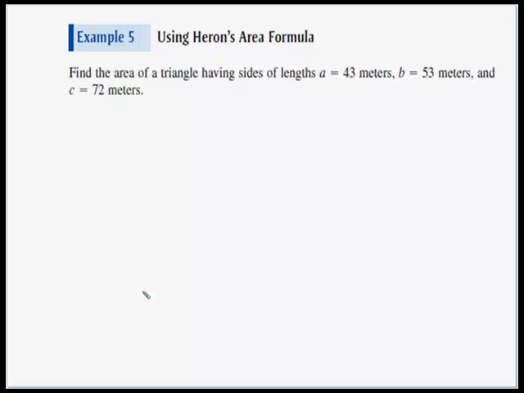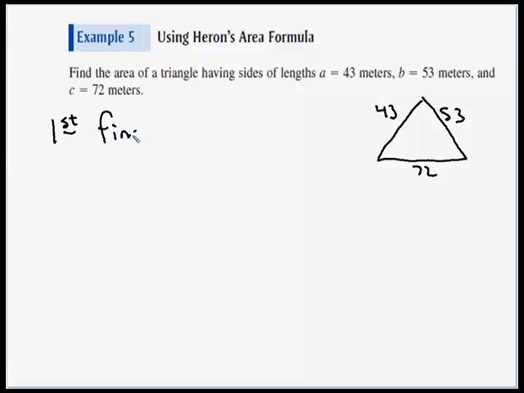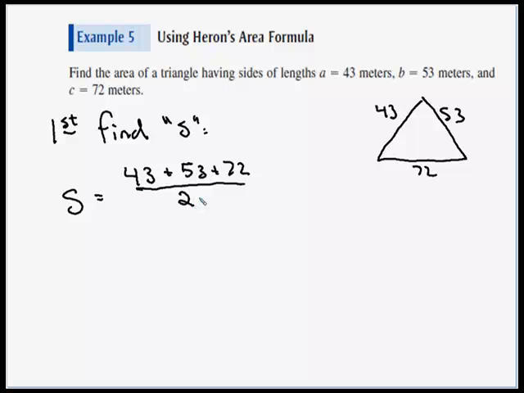So here in example 5, use Heron's formula to find the area of this triangle. So we got a triangle with the sides 43, 53, and 72. First, find S. We need the S from the formula. And again, S is simply add the sides up. 43 plus 53 plus 72, all divided by 2. And for this problem, that turns out to be a nice even 84.